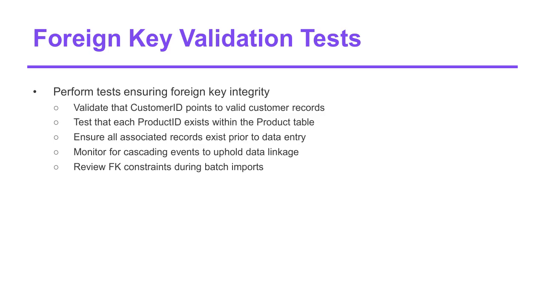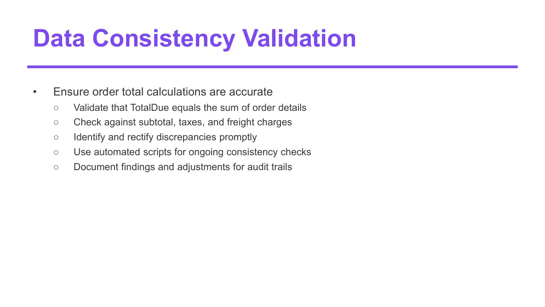Finally, when importing data in batches, reviewing foreign key constraints thoroughly helps prevent integrity issues and preserves the overall consistency of the database. To maintain data consistency, it's important to ensure that order total calculations are accurate. This means validating that the total due field matches the sum of the individual order details. We also need to check that this total aligns with the subtotal, taxes, and any freight charges.